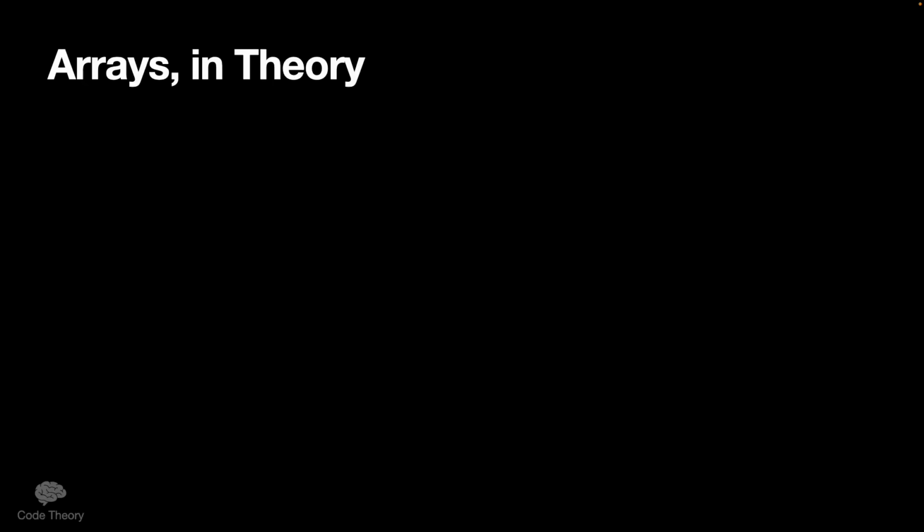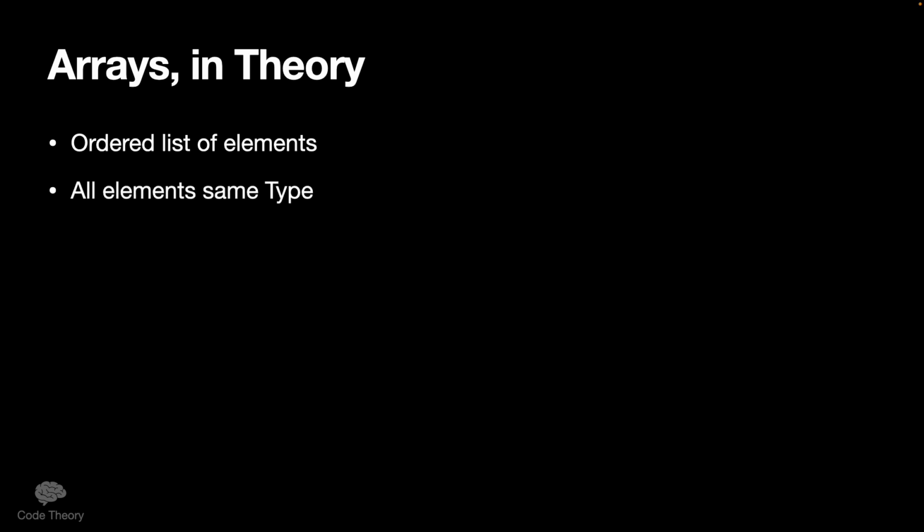So collections consist of a number of things, including arrays. Arrays are a collection. So what are arrays in theory? Arrays are an ordered list of elements. This is a grouping of elements where order matters. In an array, every single element must be the same type. This is once again Swift being very, very specific and very finicky about your type.